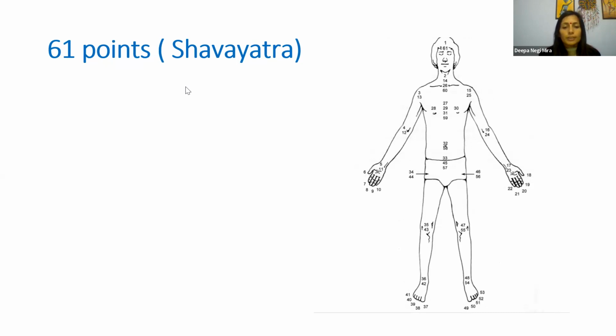Then after 41, you need to go back to your ankle. Ankle is 42. 43 is your knee. 44 is hip joint. 45 is pubis. 46 is your left hip joint. 47 is knee. 48 is your left ankle. 49 is your big toe. Second toe is 50, third toe is 51, fourth toe 52, fifth toe 53.